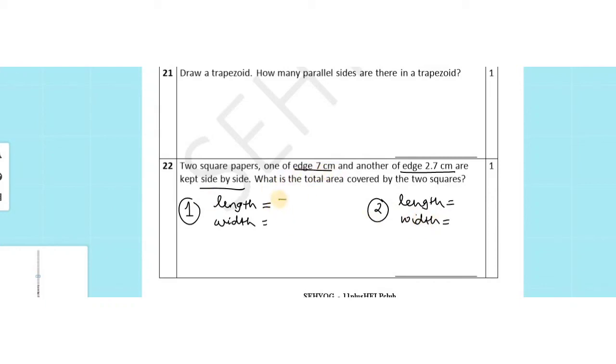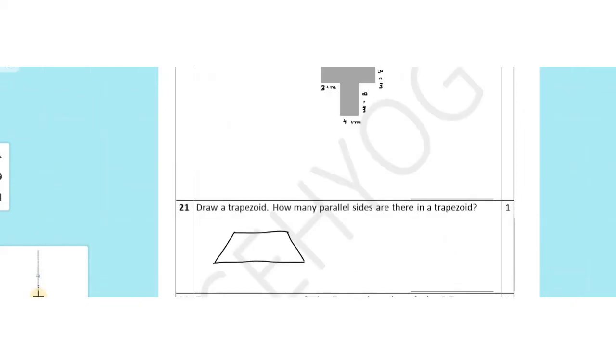So, edge of the first square is 7 centimeters, which means 7 times 7, 49 centimeter square is the area of the first square. Again, edge of the second square is 2.7 centimeters. So, area is 2.7 times 2.7, which is 7.29 centimeter square. So, the total area covered is 49 plus 7.29, which is 56.29 centimeter square.